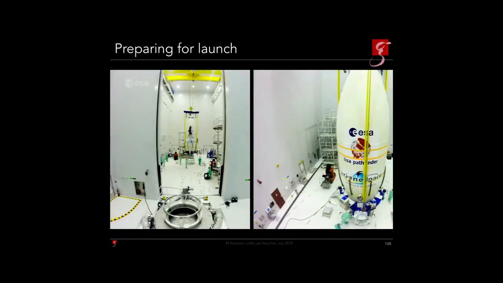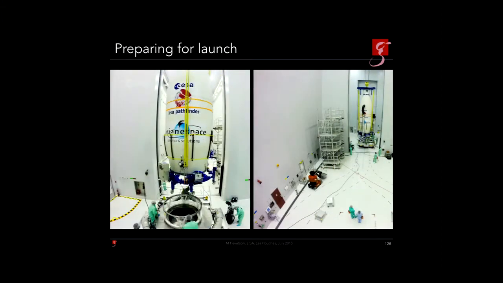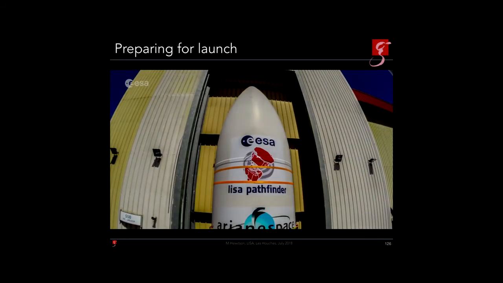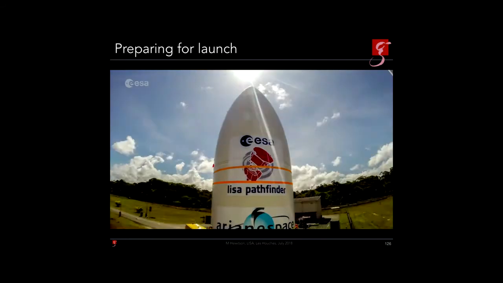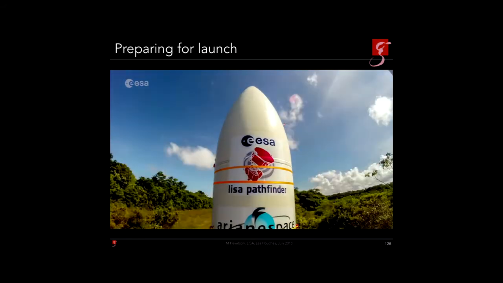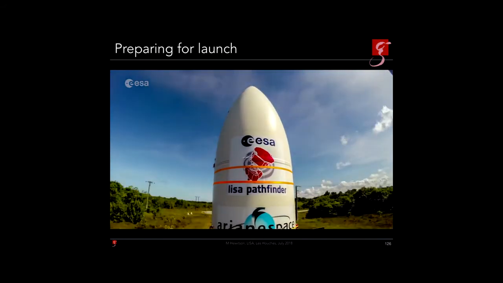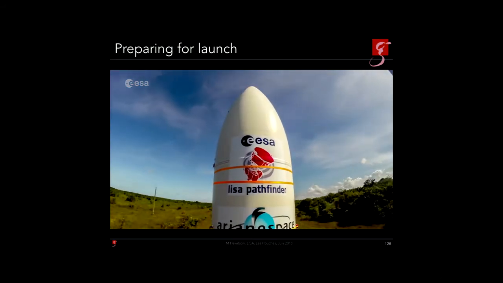Okay, it's always nice to have some movies to keep everybody awake. This is a time lapse of the satellite being placed in the fairing of the rocket and transported across the jungle in French Guiana in Kourou, taken out to the Vega C rocket.